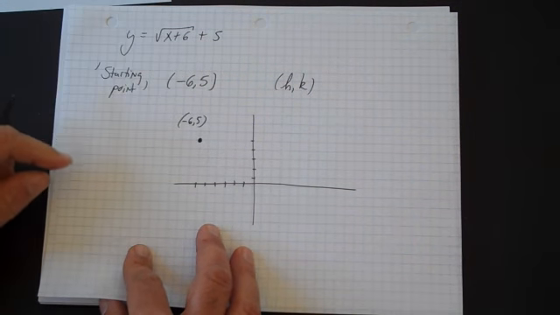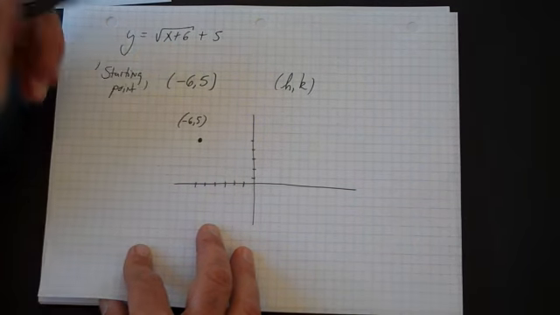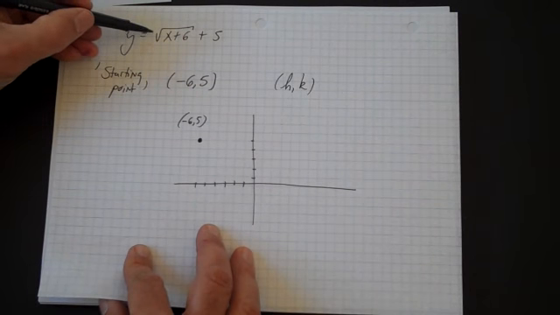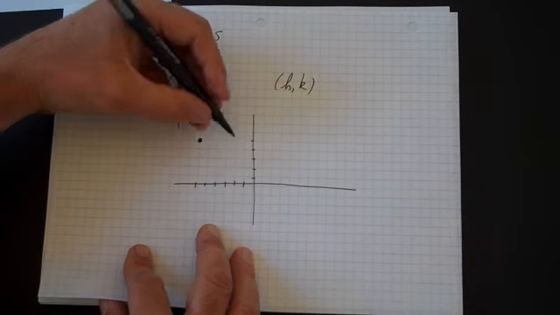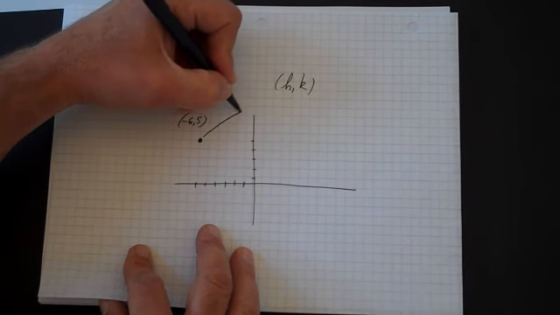So then we need to know whether this one flips or not. So what we do is we look at the a. The a here is 1 and it's positive, so if the a is positive it doesn't flip. So you know this graph is going to look something like that.